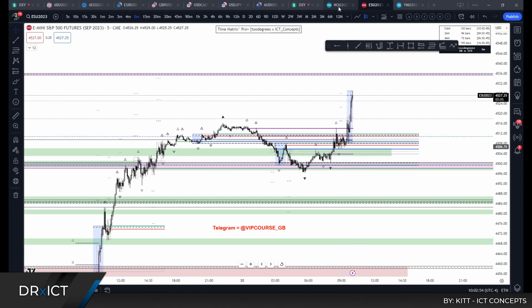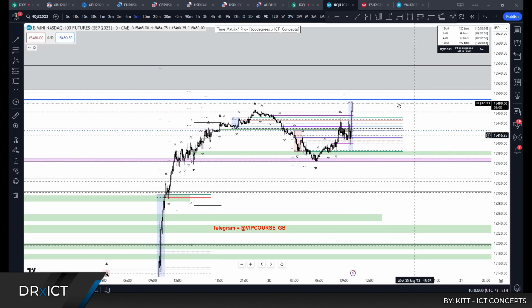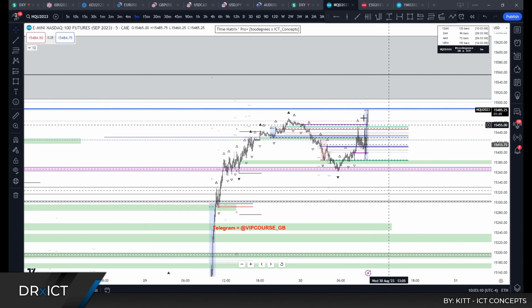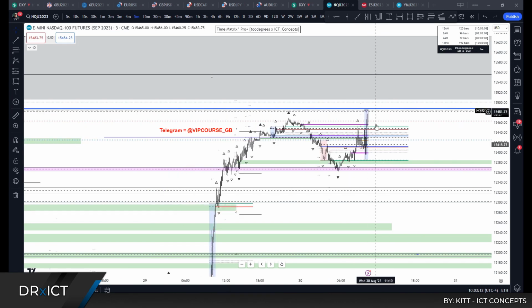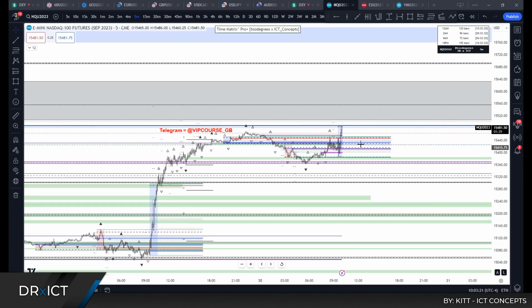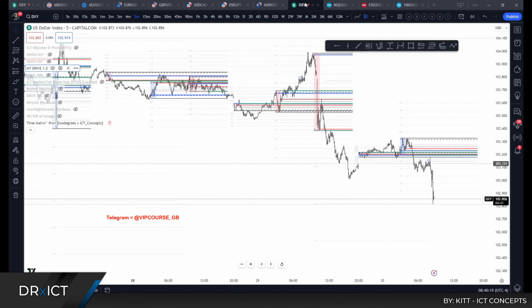On NQ, I've got a few levels here that I have marked out. We're getting over this. These are some high time frame levels. We're getting over the event horizon. So when we look at levels, we like to look at NDOGs, NWOGs, event horizons, checking out the dollar.